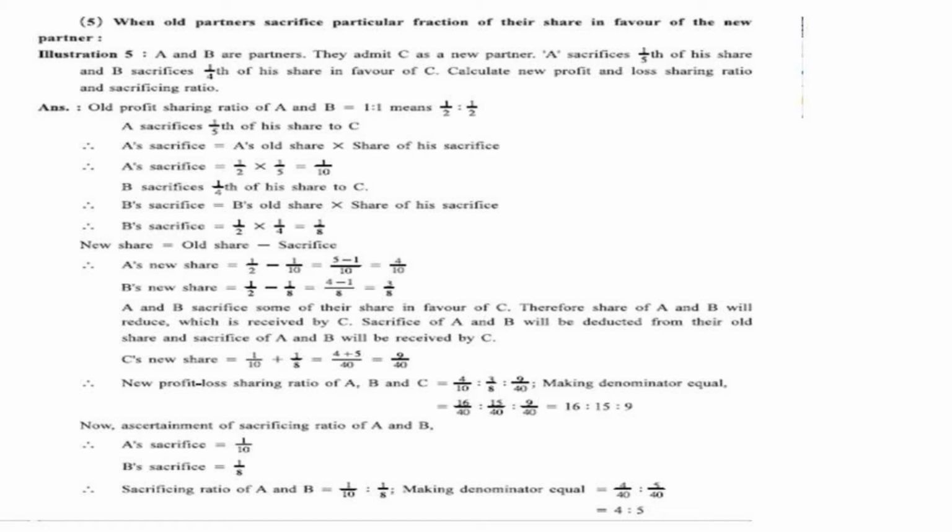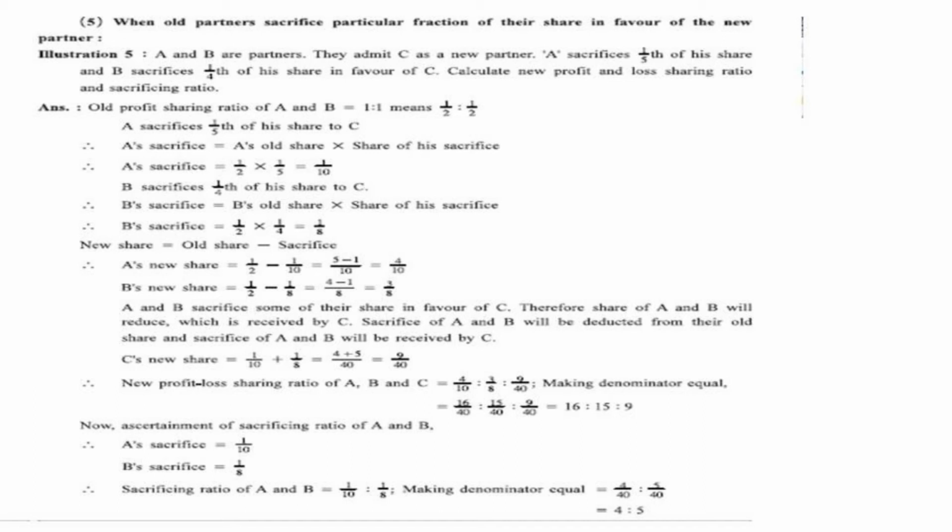A's sacrifice is equal to 1/2 multiply 1/5. So 1 ones are 1 and 2 5s are 10. When multiplication is there, then numerator multiply with numerator and denominator multiply with denominator. B sacrifices 1/4 of his share to C. So now B's sacrifice is equal to B's old share multiply share of his sacrifice. B's sacrifice is equal to 1/2 multiply 1/4 because 1/4 part of his sacrifice.